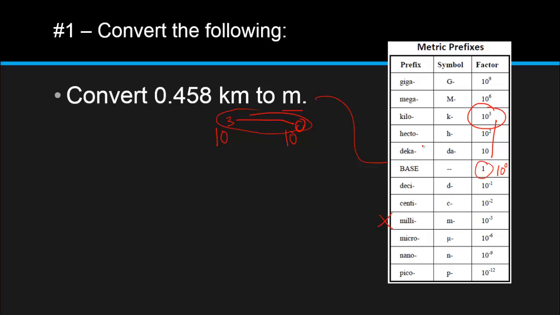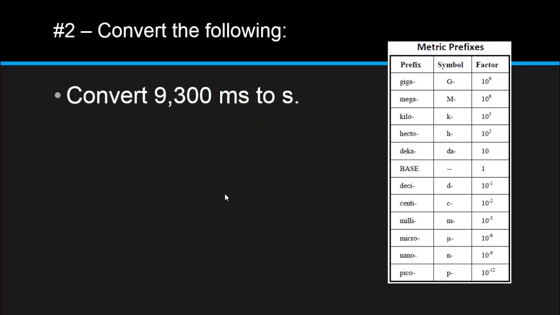And when you go down, the number has to get bigger because this represents large numbers of things, so you should have more when you convert down. So we're going to move it 3 to the right, and your answer is 458 meters. On to number 2. Go ahead and practice, and put your answer in, and then get to see the answer when you're done.